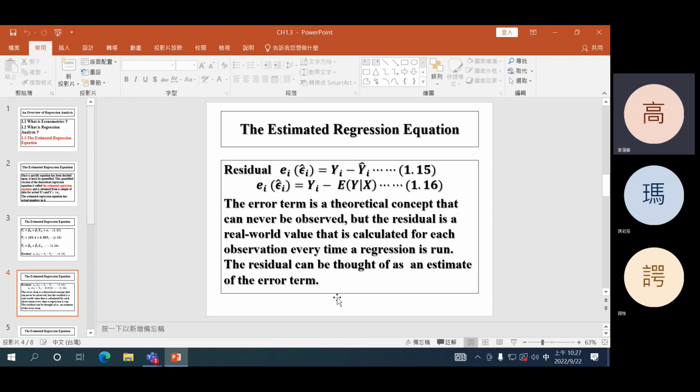So we say that the error term is a theoretical concept that can never be observed, but the residual is the real world value that is calculated for each observation every time a regression is run, and the residual can be thought of as an estimate of the error term.